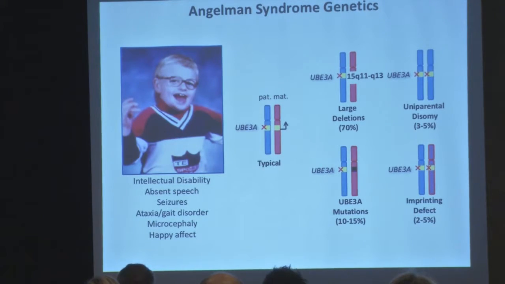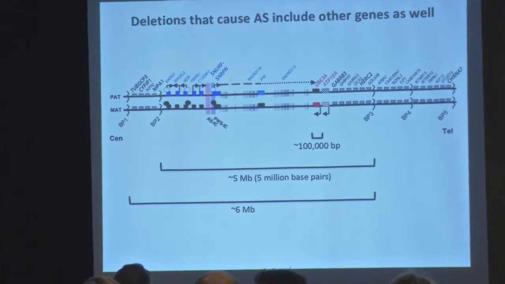And then the last class is imprinting defect. And so in this case, kids have inherited one copy from mom and one copy from dad, but the copy inherited from mom behaves as if it were inherited from dad. And so there's no expression of UBE3A from that. So in all of these cases, there's no UBE3A, and that's what causes Angelman syndrome. I do want to remind you that some of the deletions that cause Angelman syndrome include other genes as well. The genomic locus of UBE3A spans a distance of about 100,000 base pairs.